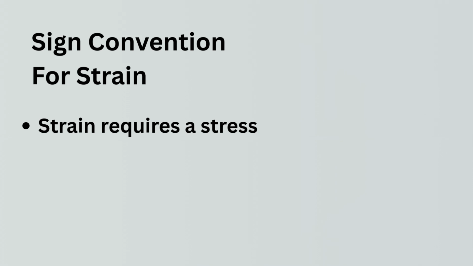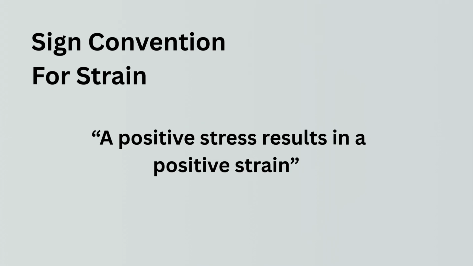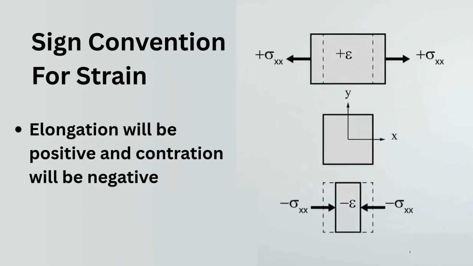We need to discuss one more thing with respect to strain, and that's sign convention. Now we have seen that deformation requires a force, and if we look on an intensity level, that means that strain requires a stress. There's a relationship between these two quantities. Therefore, in applying a sign convention to strain, it is easy to adopt the same sign convention as for stress. So a positive stress results in a positive strain. For normal stresses, this means that elongation will be positive and contraction will be negative.